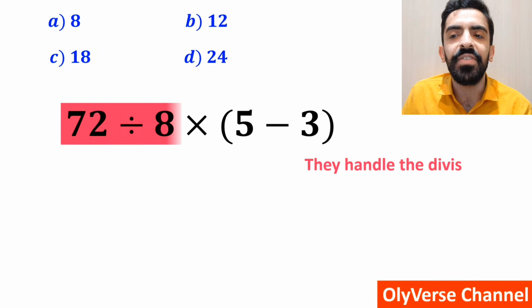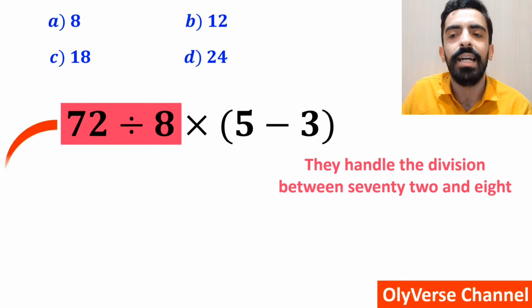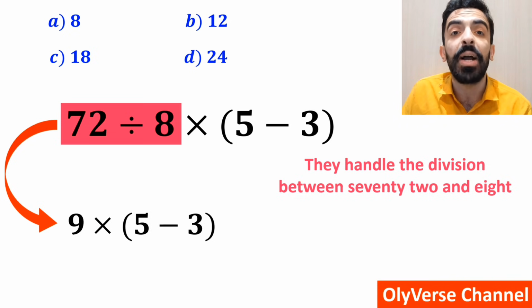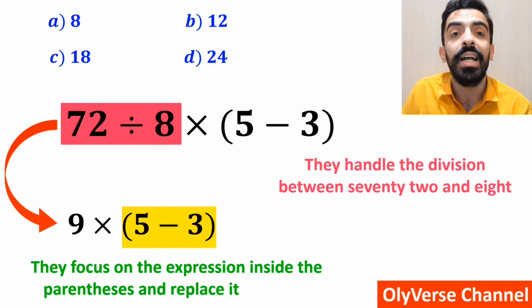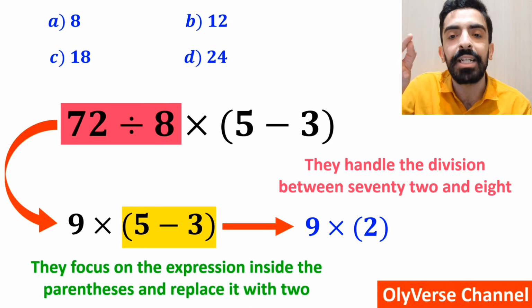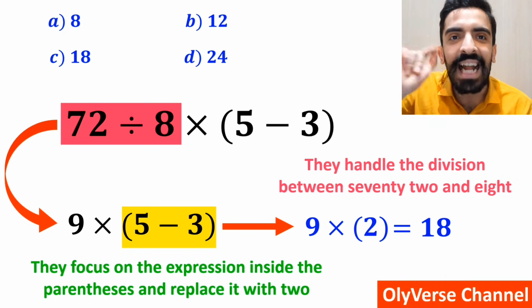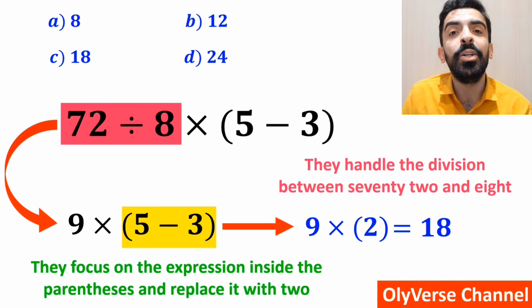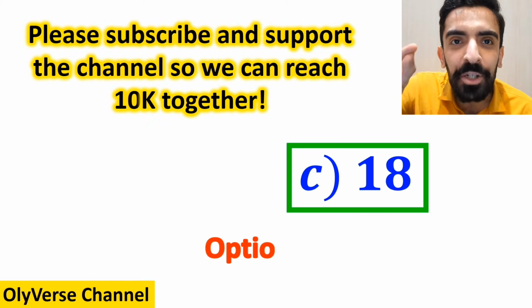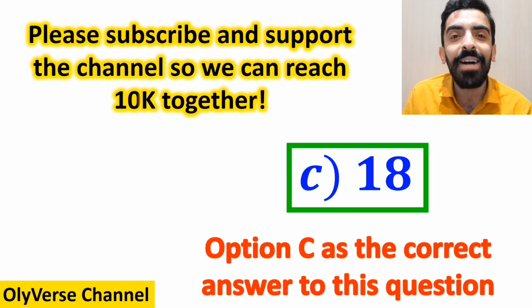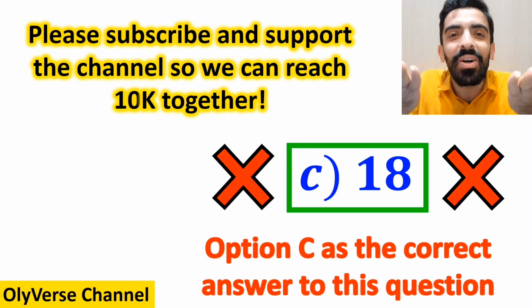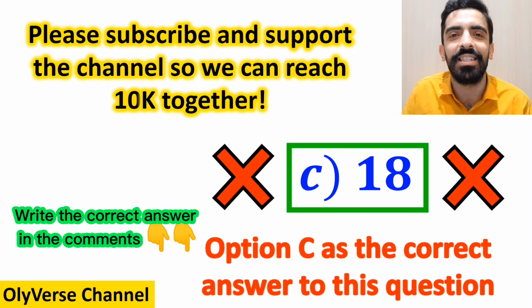Then, they handle the division between 72 and 8 and replace this expression with 9 multiplied by 5 minus 3 inside the parentheses. And the final step, they focus on the expression inside the parentheses and replace it with 2. So, this expression becomes 9 multiplied by 2, which finally gives them the answer 18. Then, they quickly look at the options and choose option C as the correct answer to this question. But, I have to say, we were tricked and it's not the correct answer to this question.